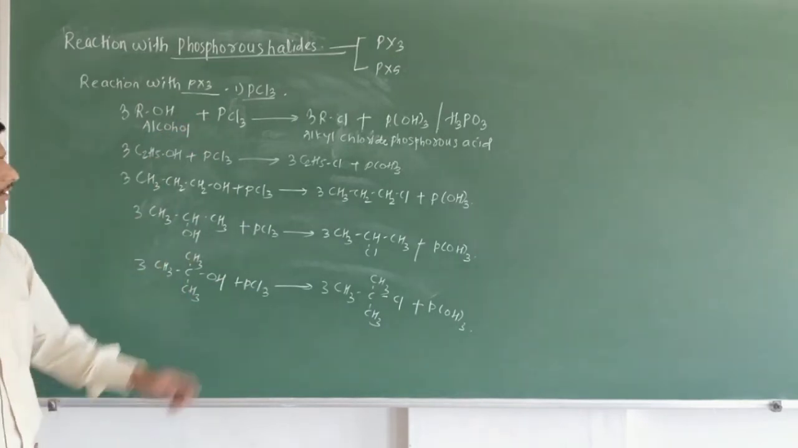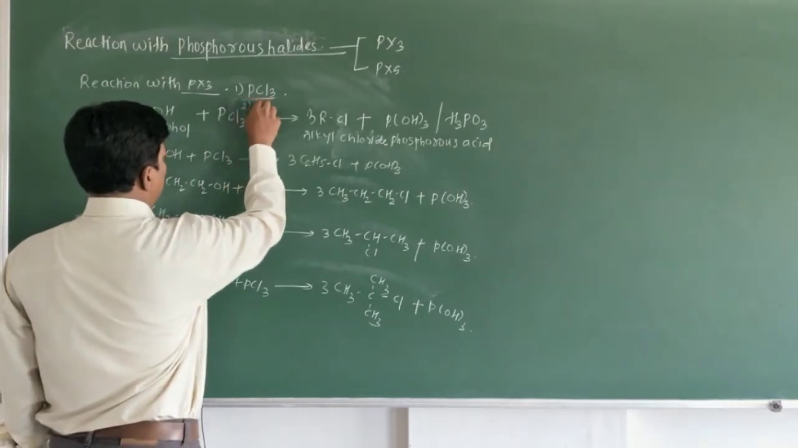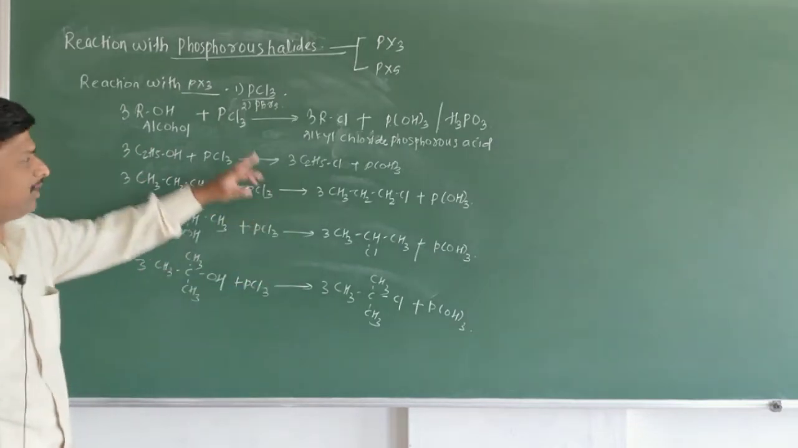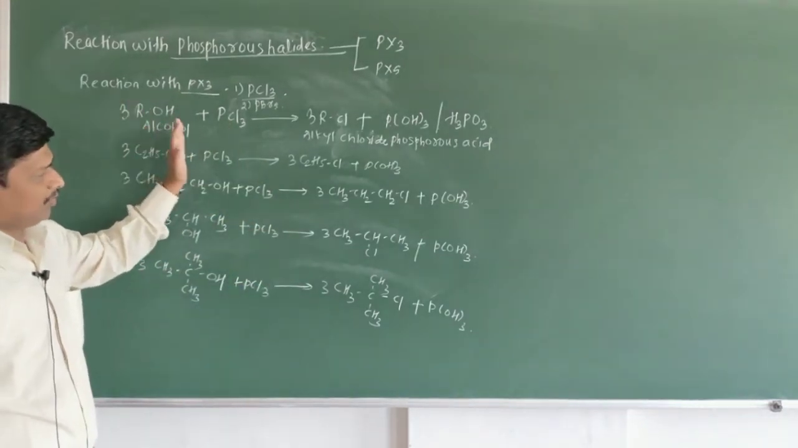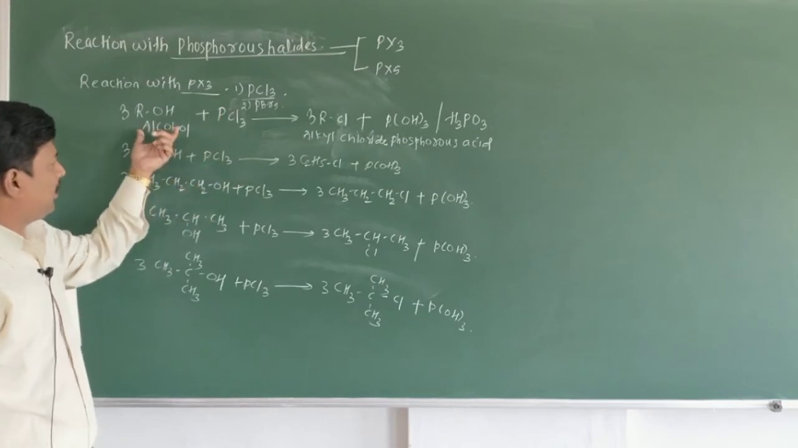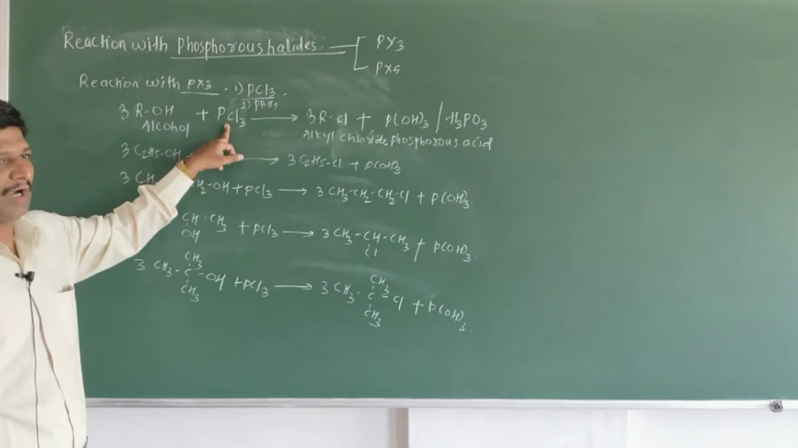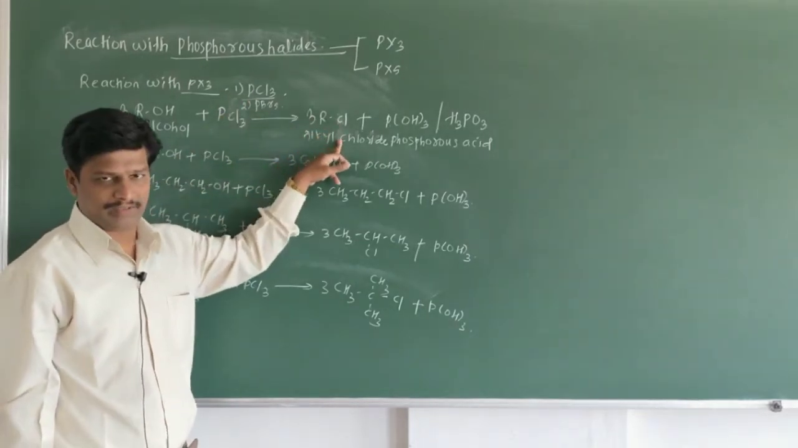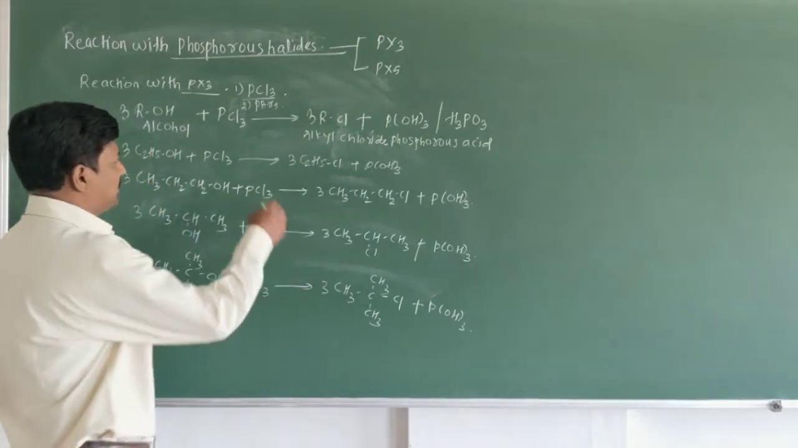Now come to the reactions with PBr3. Now you just have to make a change: in place of Cl you have to take Br. Just let me tell you orally: when alcohol reacts with phosphorus tribromide, PBr3, it forms RBr, alkyl bromide, and the byproduct is the same one.